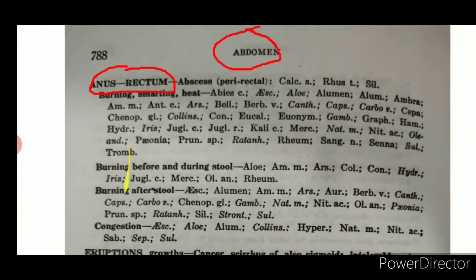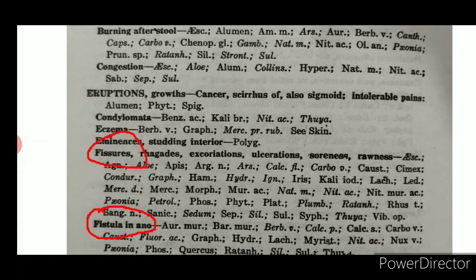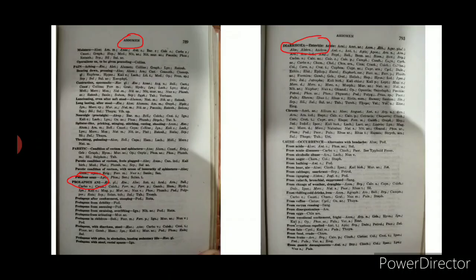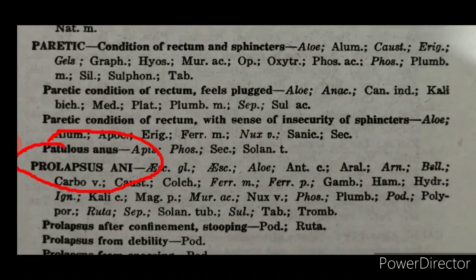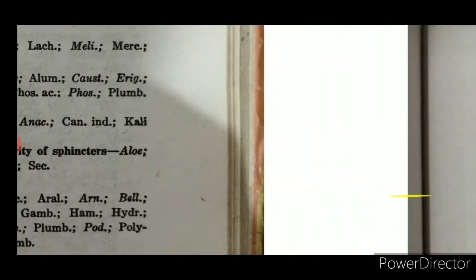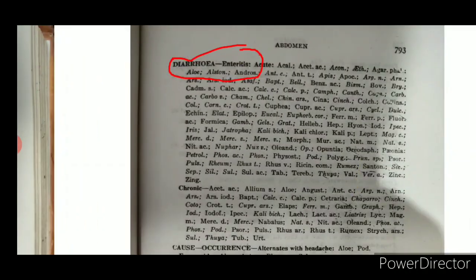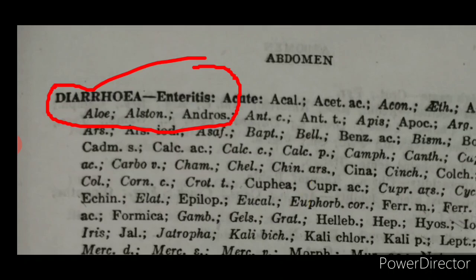So if you look into the chapter of abdomen, there is a location given, anus and rectum, and there you find different conditions of anus and rectum. That is fissures, fistula in ano. Here again we will find the prolapsus ani. Then you have diarrhea, which is enteritis or enterocolitis.